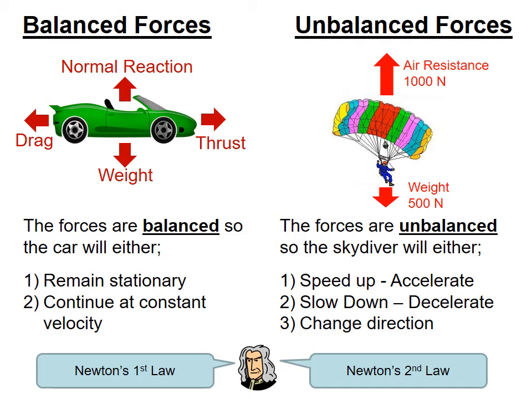Okay, let's look at forces in a little bit more detail now. In the first picture here, we're looking at balanced forces. Look at the green car. All the arrows are the same size, but pointing in opposite directions. So normal reaction is equal and opposite to weight. Thrust is equal and opposite to drag. Therefore, the overall force on this car is 0. All of these forces cancel each other out. We say that the forces are balanced and there is 0 net resultant force.